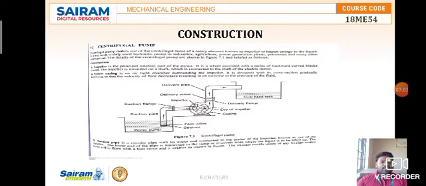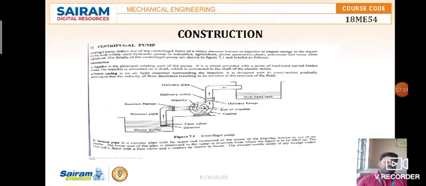So the next one is the suction pipe. The suction pipe is inserted into the ground level water. As I told you, when the shaft rotates, a vacuum will be created. To compensate for that, because of atmospheric pressure, water will enter into the suction pipe. So this is all about the suction pipe.